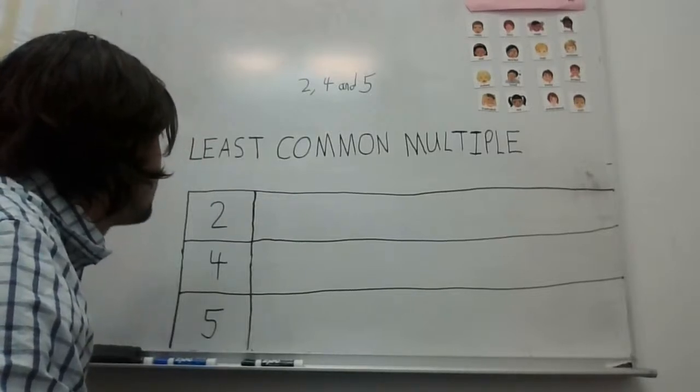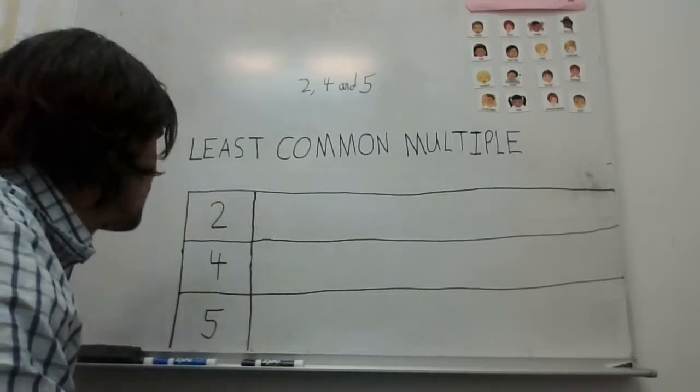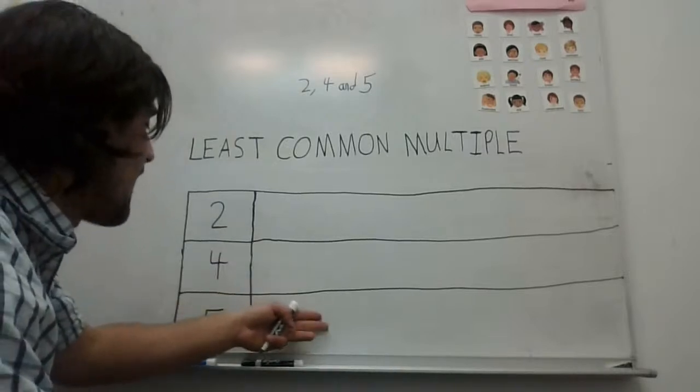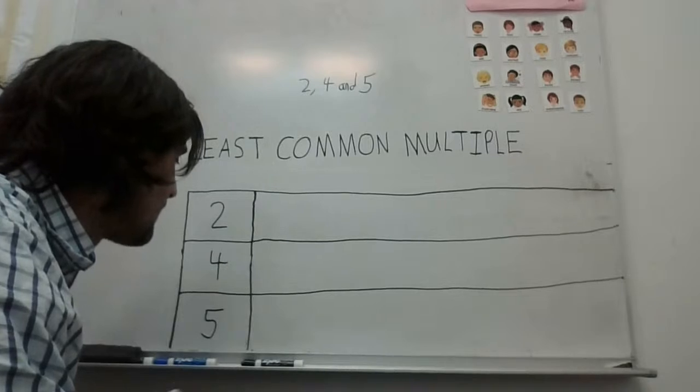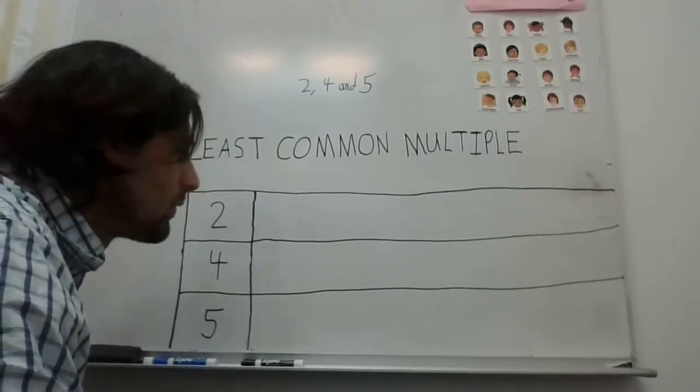So if we find a multiple that 4 and 5 have in common, but 2 does not have in common, it does not work. If we find a multiple that 2 and 4 have in common, but 5 doesn't have that multiple, it does not work. It's got to be a multiple that all 3 numbers have in common. But as always, we're going to start out by skip counting and counting the first 5 multiples.